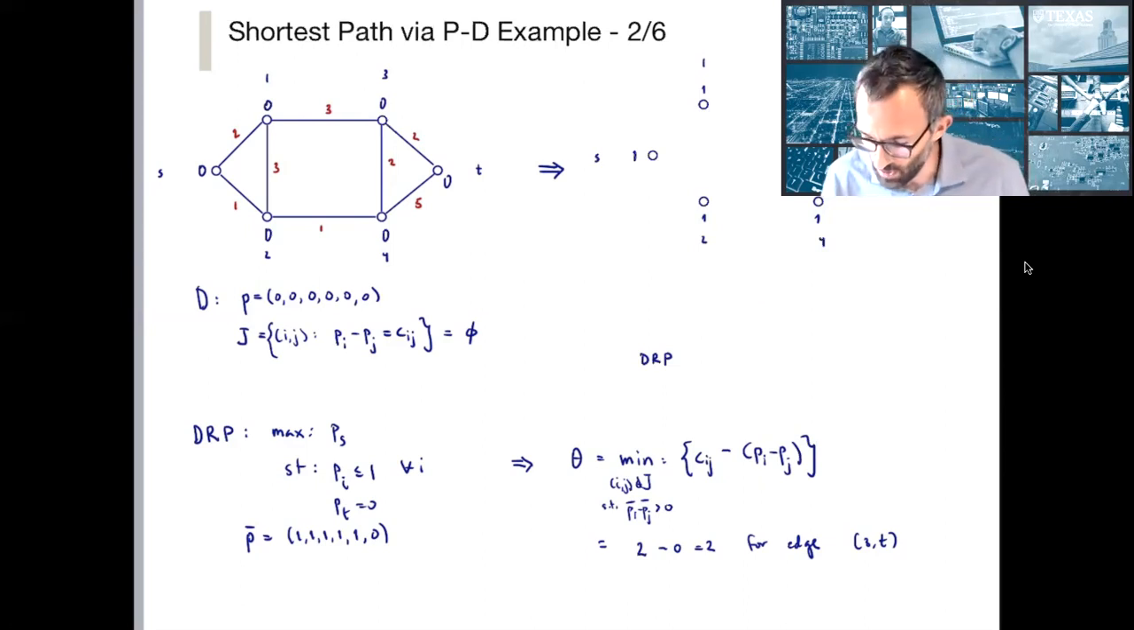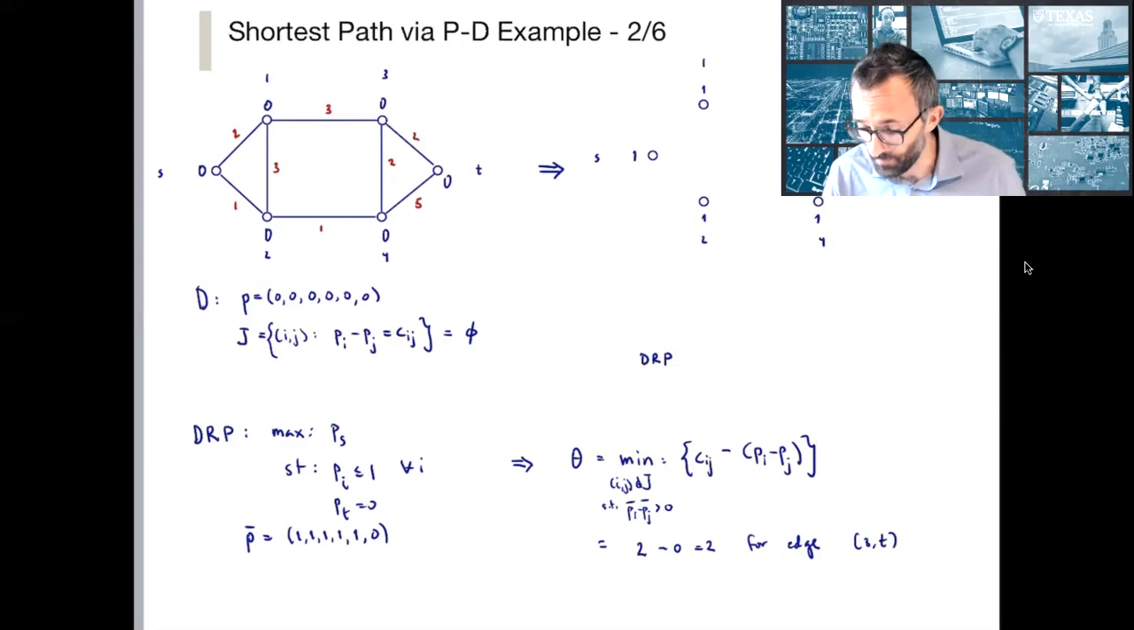Okay, so now let's look at the upper right hand corner here. What I've drawn is the J, the edges that are admissible. There are no edges that are admissible, so there's nothing there. I drew 1, 1, 1, 1, 1, and 0. Those are the dual.